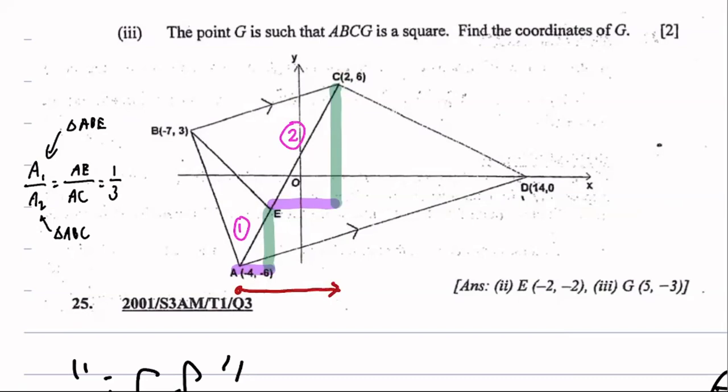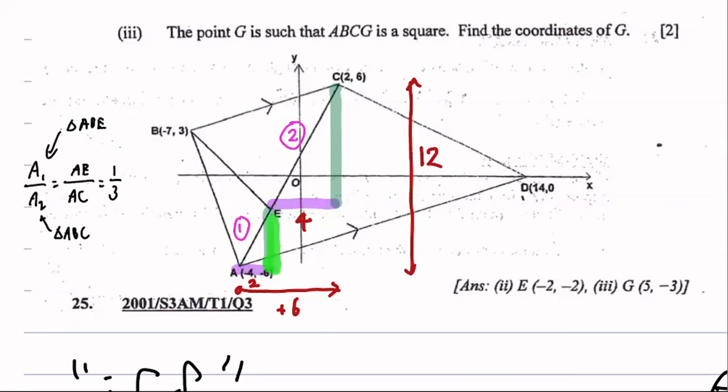-4 to +2. 6. Exactly, no, +6. How about this total vertical distance here? From -6 to +6. -6 to +6 is 12. Now we have to split it up into a ratio 1:2. So total is 1 unit plus 2 units, 3 units. 3 units is 6, so 1 unit must be divided by 3, 2 units. So here must be a +2. Here must be a +4. Does it make sense? 1:2 ratio.